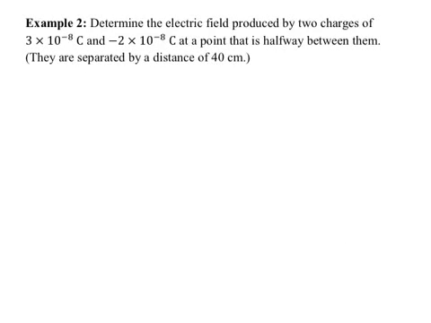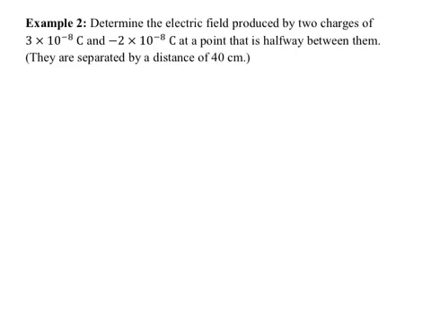Example 2 says, determine the electric field produced by two charges of 3 times 10 to the negative 8 coulombs and negative 2 times 10 to the negative 8 coulombs at a point that is halfway in between them. So now we're going to take a look at a point halfway in between these two charges. And we're saying that they're separated by a distance of 40 centimeters.